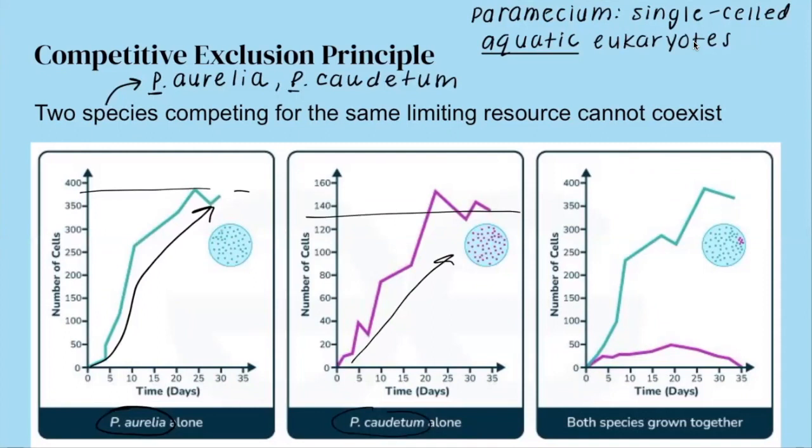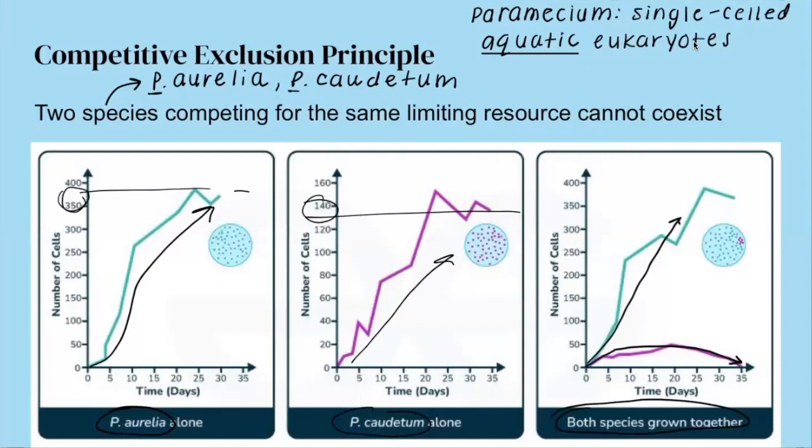But when you have both species grown together in this final experiment, what we see is P. aurelia has a very similar trend. So it still has high population growth, and P. caudatum starts to grow and then levels off, and those numbers go back to zero. That's because P. aurelia, as we could see in this first graph, has way more cells that have divided, that have been formed in these petri dishes.